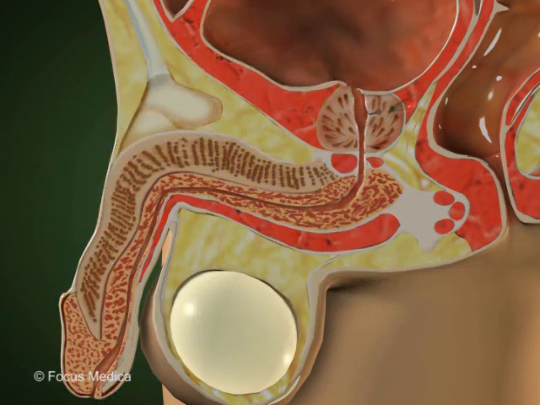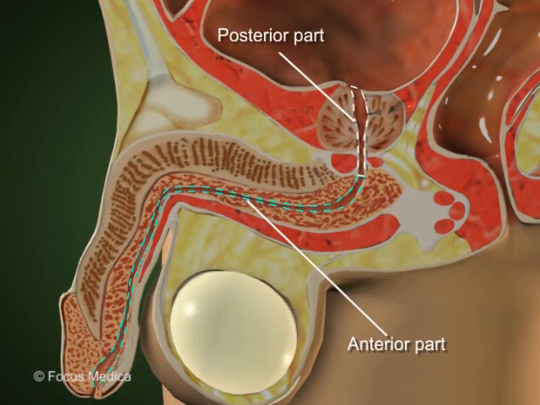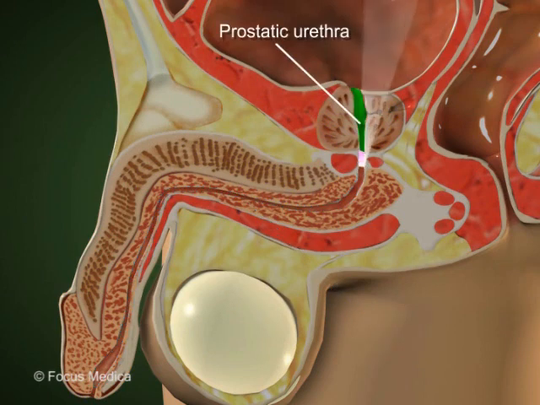It is divided into anterior and posterior parts. The prostatic and the membranous urethra together form the posterior.